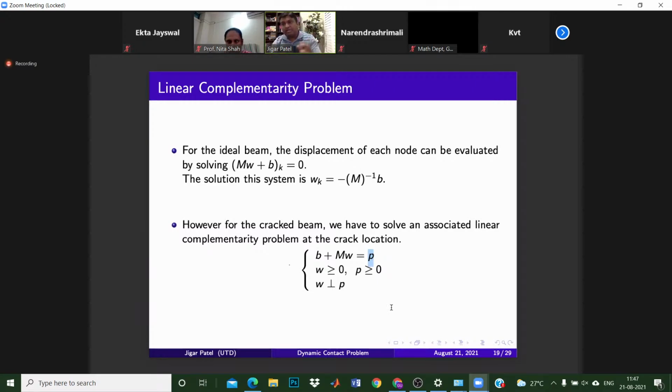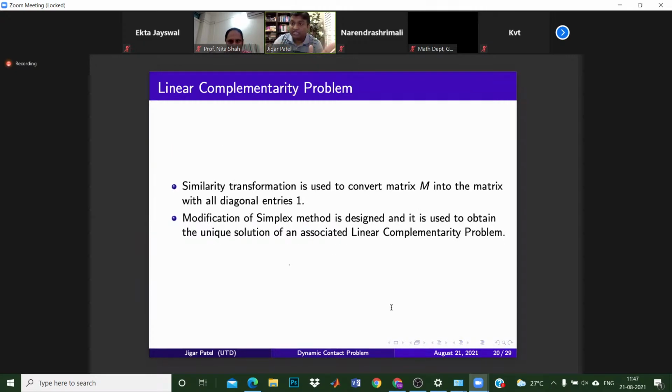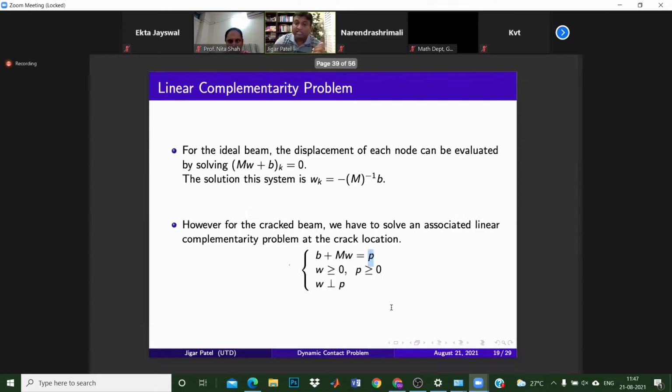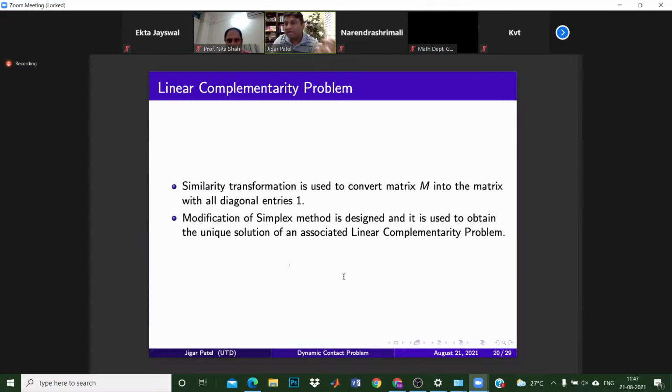What we did here is use a modified simplex method to solve this problem. The idea is simple, but it's kind of long. I did this whole thing in the paper that I mentioned earlier. A similarity transformation was used to convert this matrix M into a matrix with all diagonal entries 1. Then the modified simplex method was used to solve the associated linear complementarity problem. Those of you who are interested, I recommend you check that paper. A very simple and straightforward idea was used there.